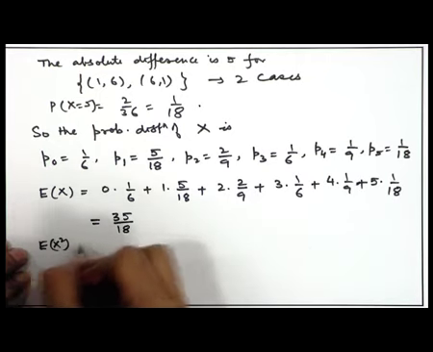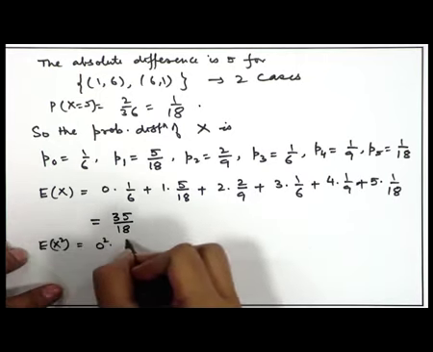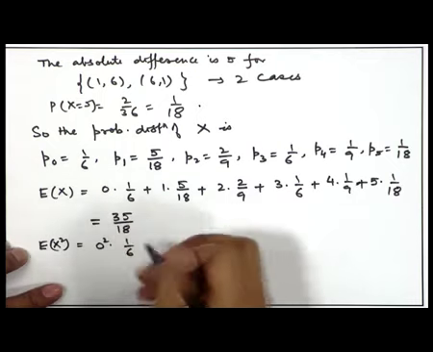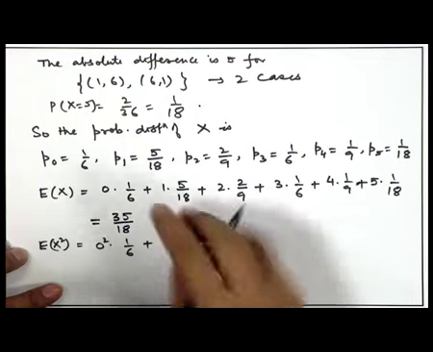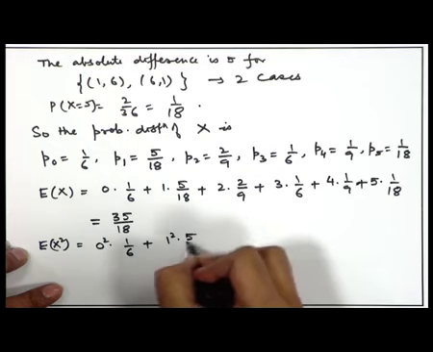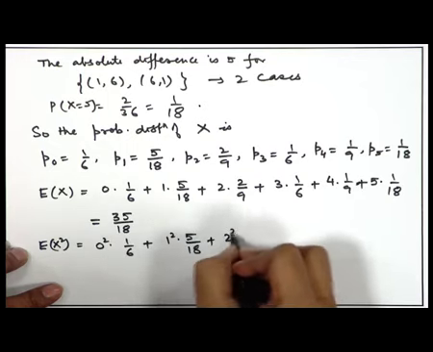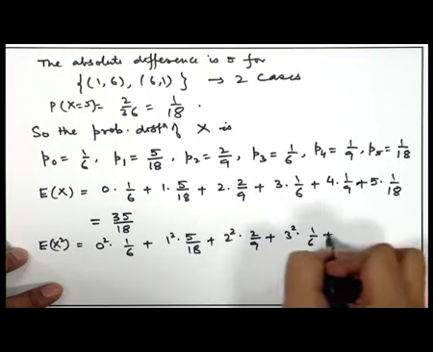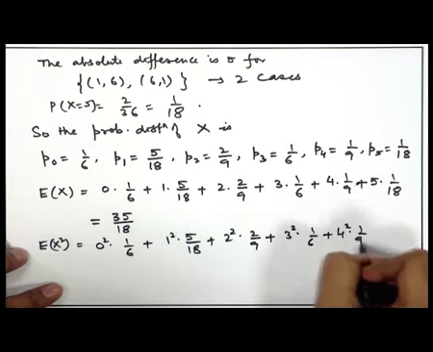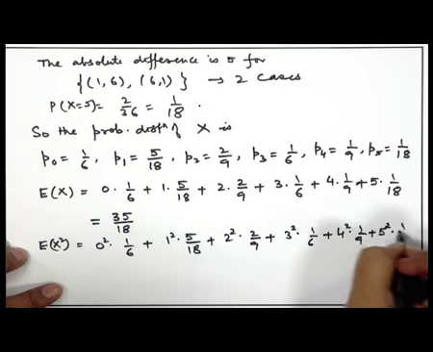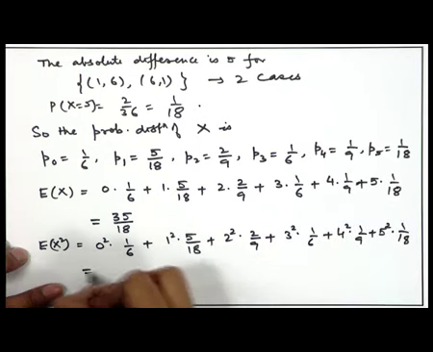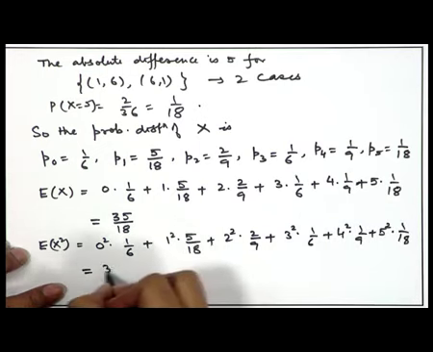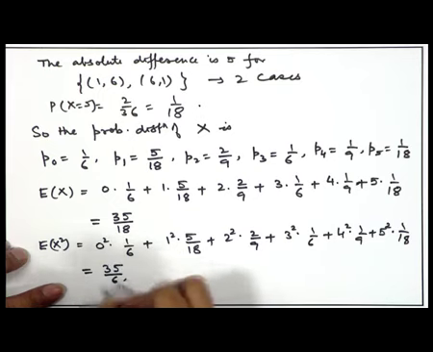If we calculate expectation of X square, then it is 0 square into 1 by 6 plus 1 square into 5 by 18, plus 2 square into 2 by 9 plus 3 square into 1 by 6 plus 4 square into 1 by 9 plus 5 square into 1 by 18. Once again you can simplify, it is equal to 35 by 6.